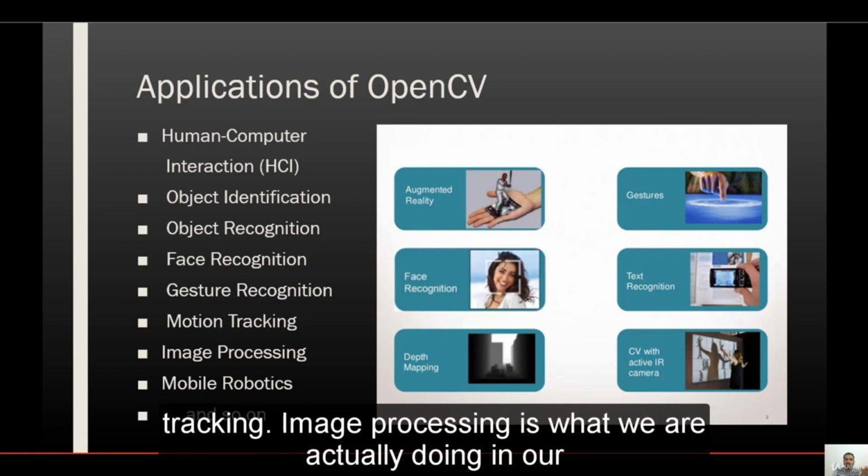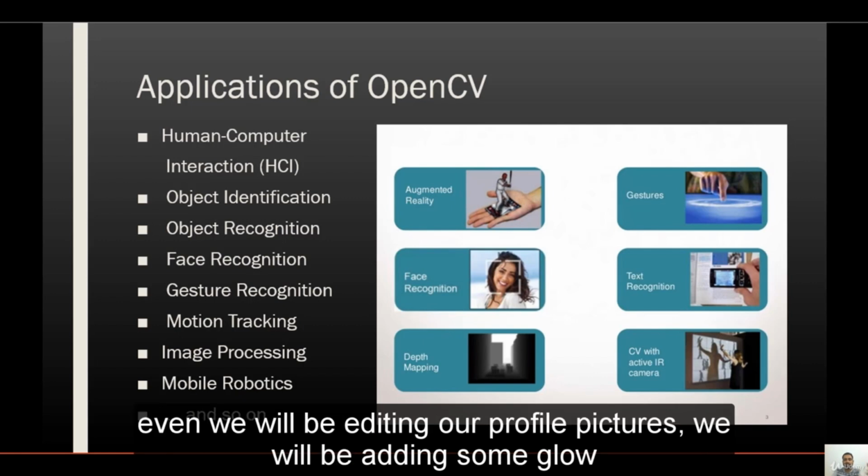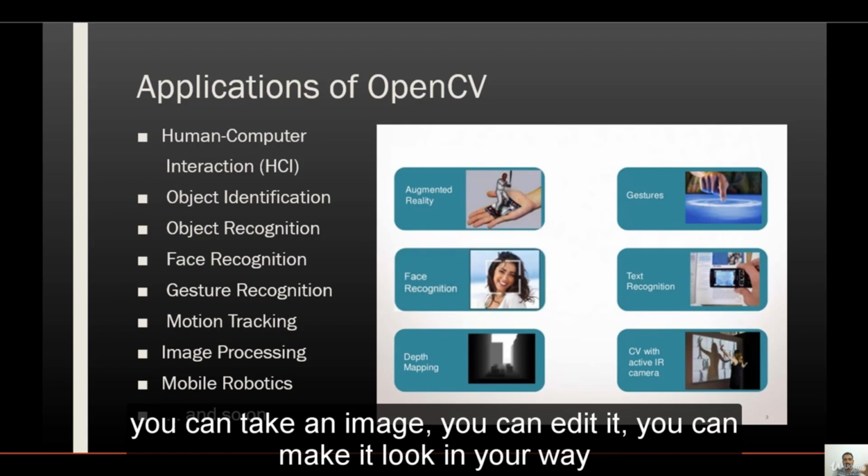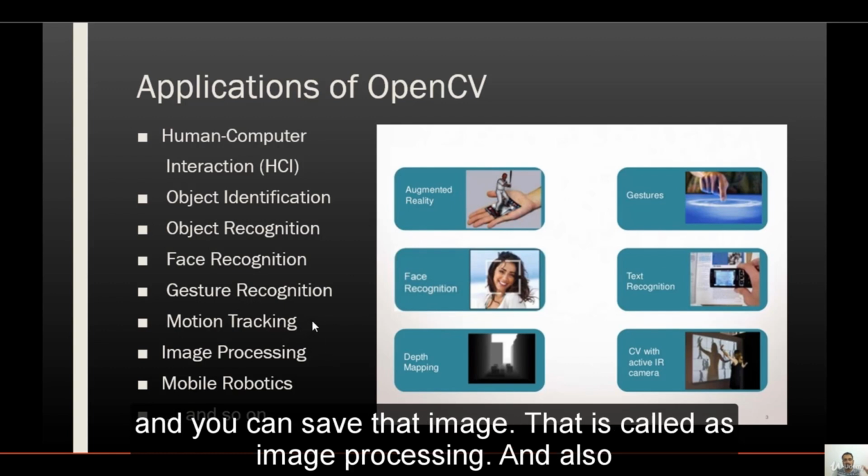Image processing is what we are actually doing even when we edit our profile pictures, adding some glow here, some adjustments here and there. So image processing is something where you can take an image, edit it, make it look the way you want, and save that image. That's image processing.